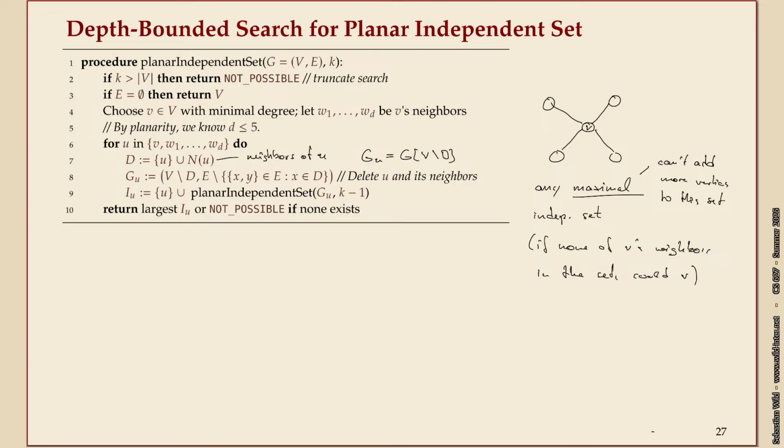So maybe on this slide it's convenient to analyze the search space. We still have to show this running time. So because of planarity, we know D is at most 5, but I have to include V. So we have at most 6 recursive calls in each call. And we may have to go all the way down. Sometimes we're lucky and we can abort early, but in the worst case, we have to go down until k is at 0.